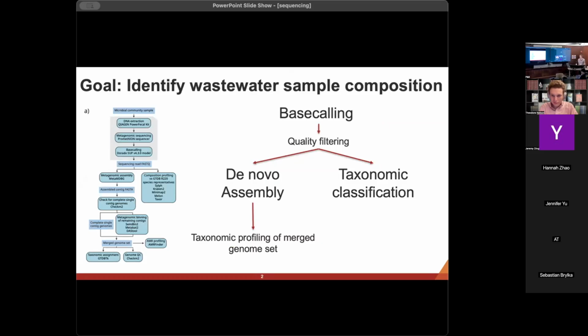And I wanted to follow the pipeline suggested and developed by Nanopore on their website. So pretty much what I was doing, I got the raw HDF5 files that were generated from a single flow cell. I did base calling, I did some quality filtering, and then on these quality filtered reads, I did direct taxonomy classification. I also attempted to do de novo assembly of the reads, after which I wanted to also do taxonomic profiling of the assembly that I just assembled together.